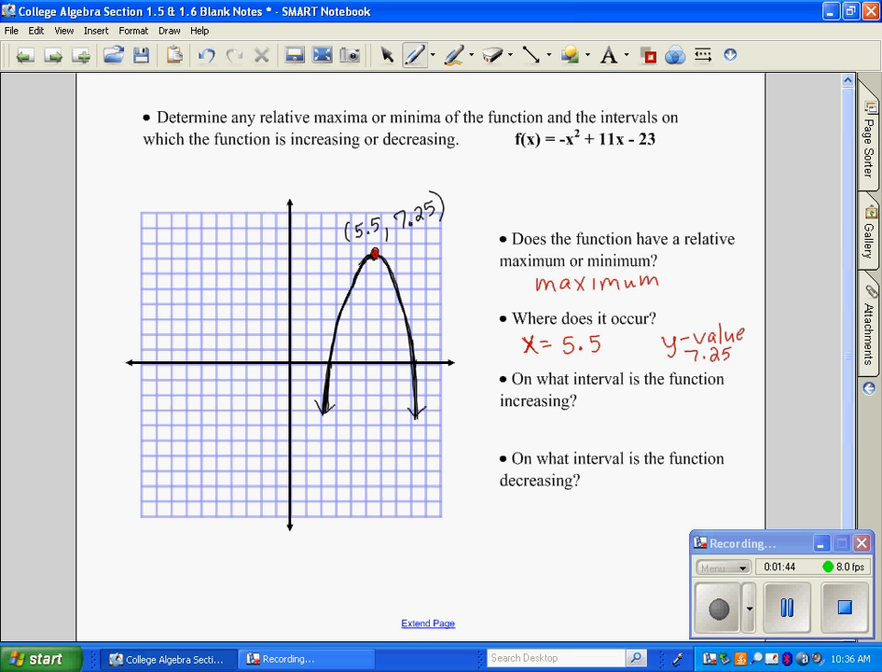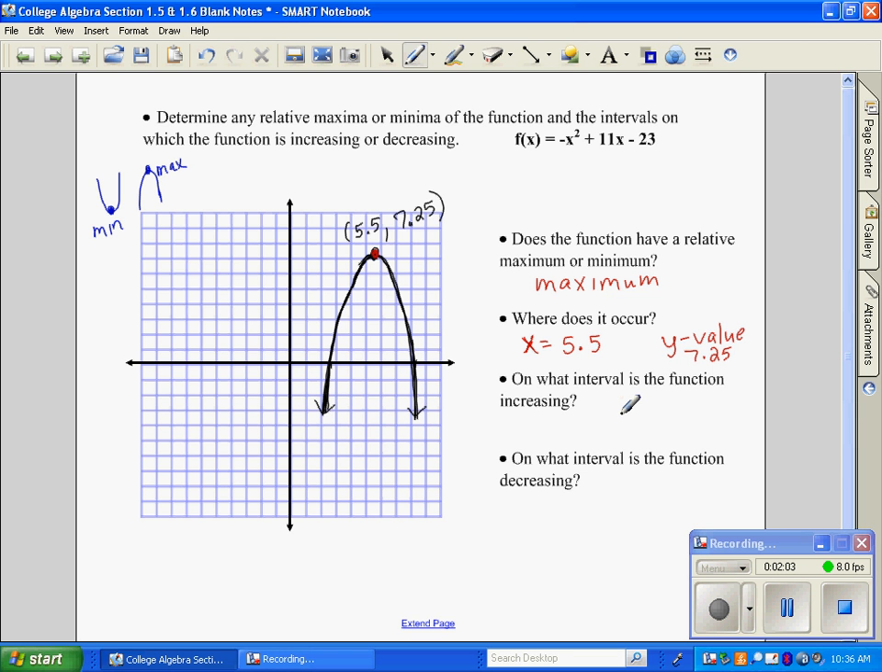An example of a graph that would have a minimum would be one that's like this. That is considered a minimum. And any graph that has a maximum, the vertex is on top, this is a maximum value. So determining min and max is fairly simple.